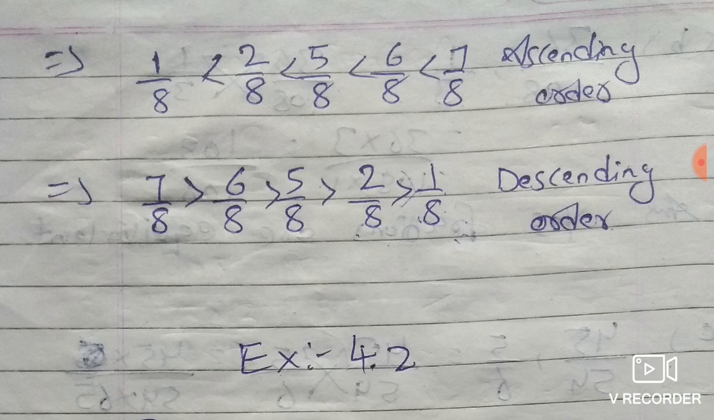Next, find the descending order. Here we reverse the ascending order into descending order like this. First, the largest number is 7 upon 8, next 6 upon 8, 5 upon 8, 2 upon 8 and 1 upon 8, and we give the greater-than symbol between all the fractions because this is descending order. Like this we arrange all the fractions in ascending and descending order.